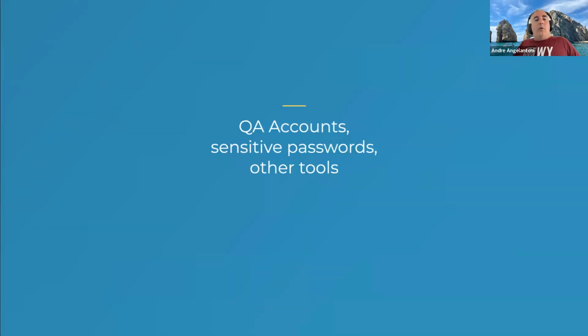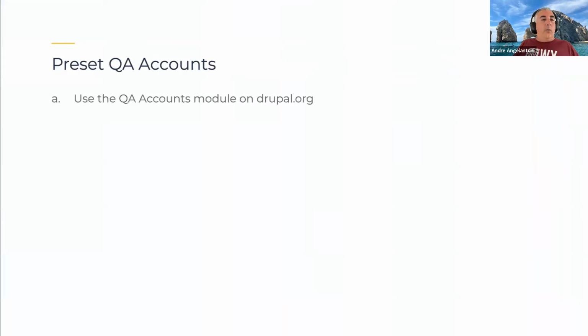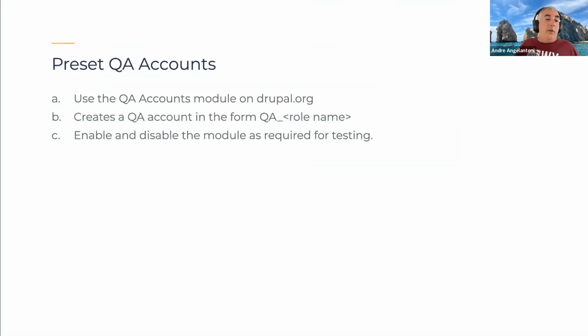Okay, more on how to set up a regime. You may want to use the QA accounts module on Drupal.org. That will create an account in the form of QA underscore and then whatever the role name is. And again, when you need to test that this user can see something, but another user can't see something, QA accounts might come to the rescue for you. And then you can enable and disable the module as required for testing.